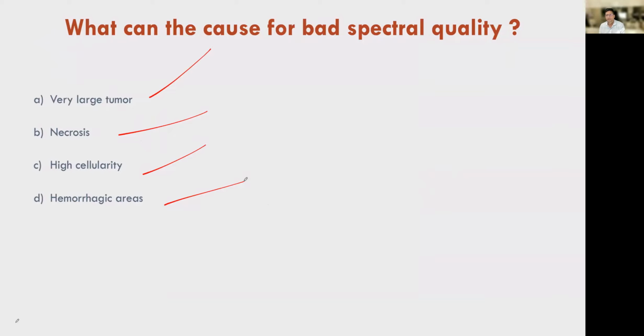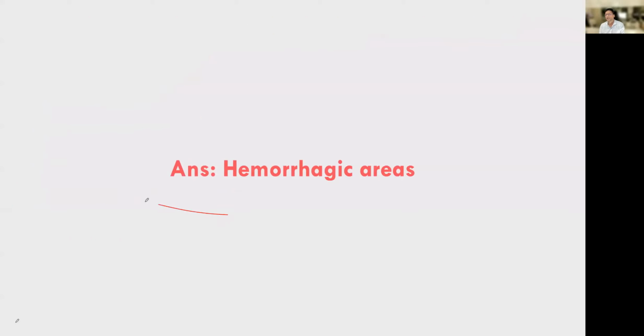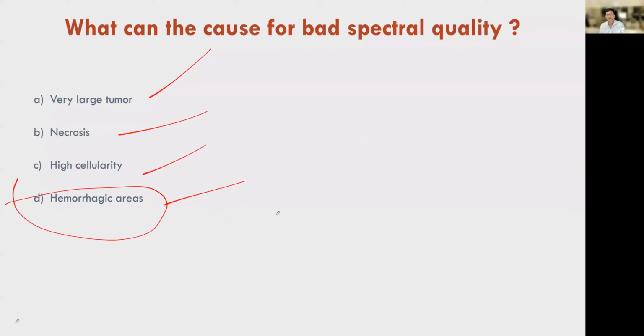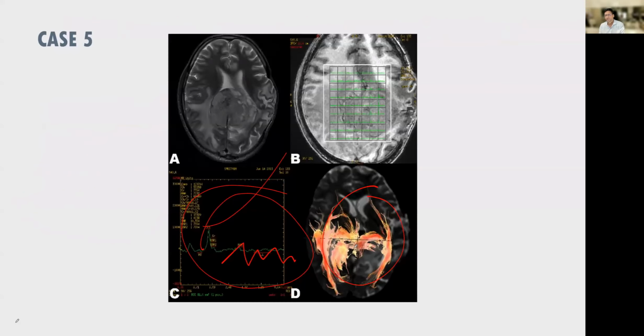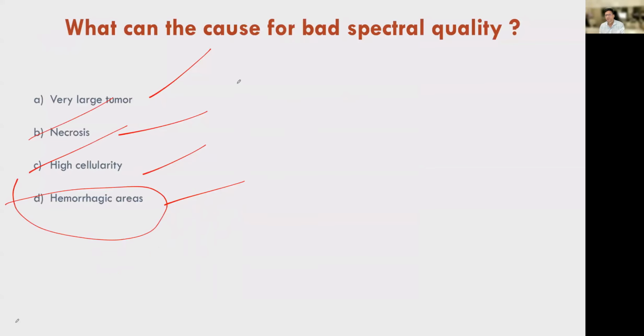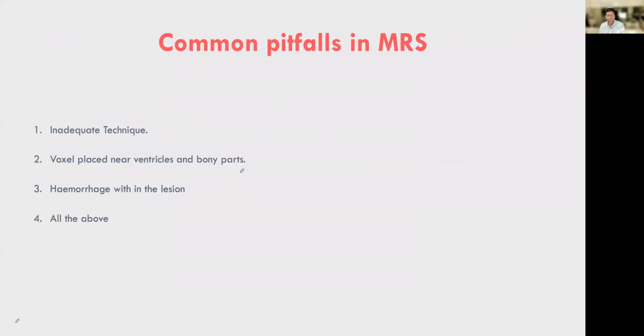Very good, excellent, beautiful, wonderful. So most of the kids are really doing extremely well. So hemorrhagic areas are the answer. It is not the large tumor, it is not the necrosis, it is not the high cellularity. So see this diffusion tensor imaging, it is disruption of the fibers. It is not displacing, it is eating away the fibers, and there is a definite fall of the choline to creatinine ratio. So this is a classical hemorrhagic GBM giving a bad spectral quality.